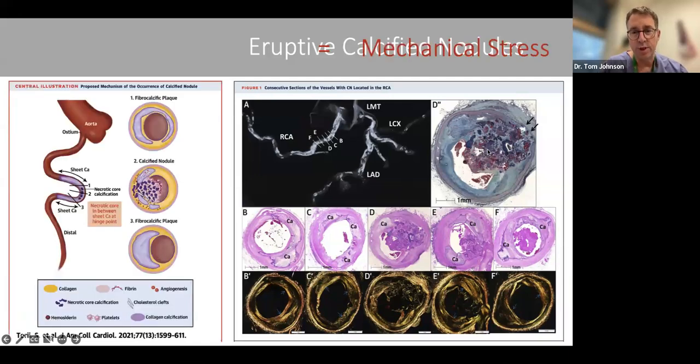And what they've noted from these series, both post-mortem and then in the clinical series, is that these eruptive nodules tend to occur around areas of mechanical stress. So particularly in areas where you have significant stress put on the vessel through excessive movement. So the classical mid-right coronary territory, or particularly the proximal LAD, proximal circumflex. And so that's where these eruptive nodules have been observed most frequently.